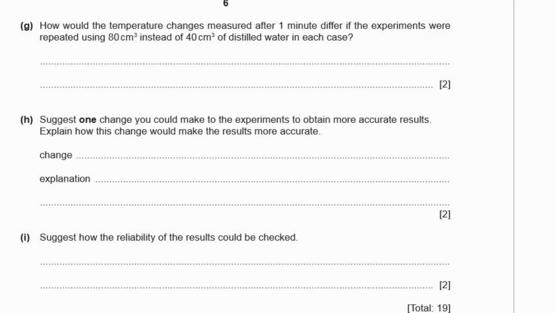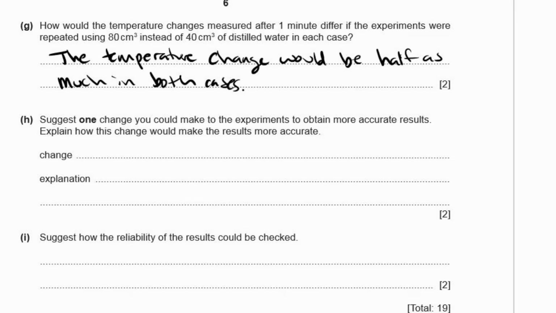G. How would the temperature changes measured after 1 minute differ if the experiment's repeated using 80 centimeters cubed instead of 40 centimeters cubed of distilled water in each case? Okay, 2 marks. It wants basically something for each situation. However, it would be exactly the same for both. If you're using the same amount of calcium carbonate, but you're doubling the amount of distilled water being heated up, well, then it's going to only raise the temperature by about half as much for both of them. So the temperature change would be half as much in both cases. By saying in both cases, you're saying both solid C and solid D, and it will be half as much. That's 2 marks worth.